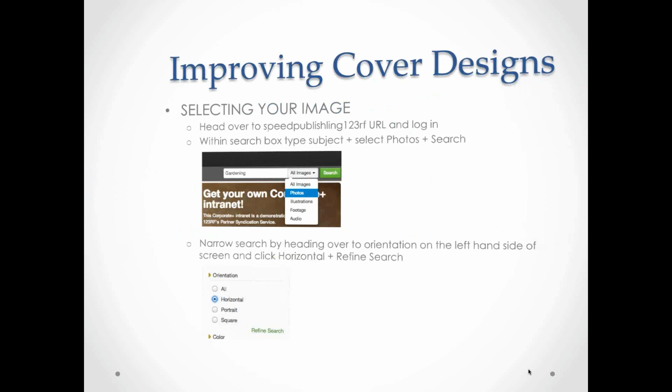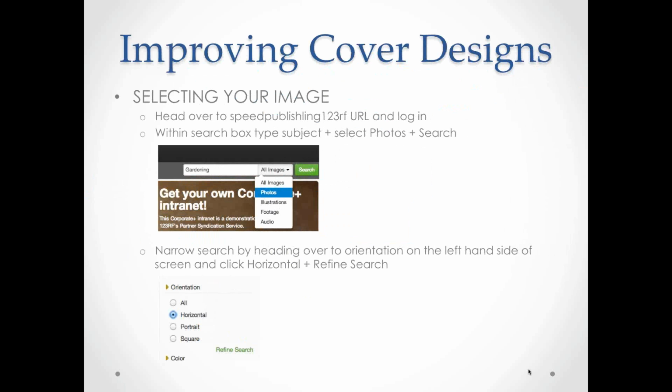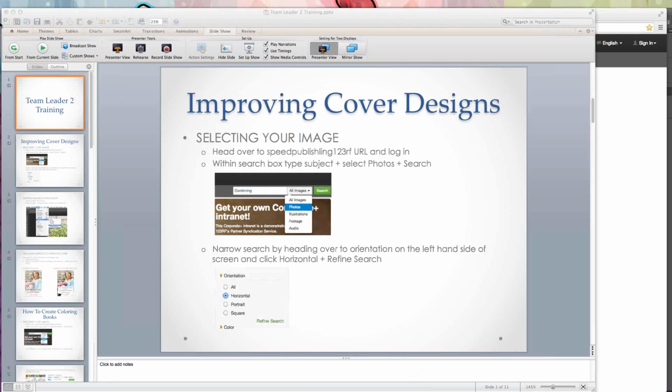Okay, so improving the cover designs, I'm going to show you how to select your images. You can head over to Speedy Publishing 123RF, and from within there you can log in. Within the search box you type in your subject matter, whether it's gardening or whatever particular subject you're looking for. Since we're doing images for our covers, we would select photos as shown right here, and then you click on your search box.